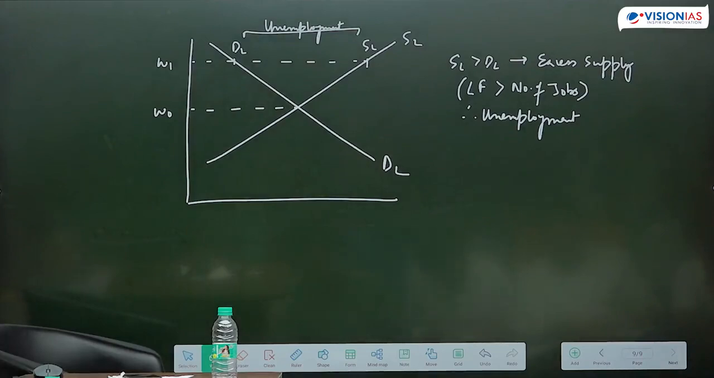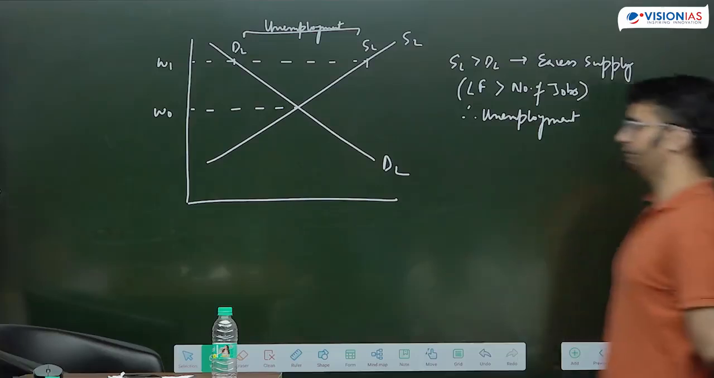DL, SL, unemployment, W0 and W1, write these. SL greater than DL, excess supply. In brackets, LF greater than number of jobs, therefore unemployment. Make sure you do the labeling.